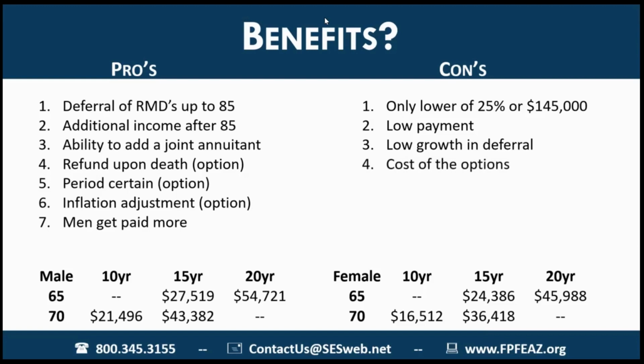Okay, and then there's the cost of the options. So you'll see very quickly that the refund on death, your payment's going to be lower. The period certain addition, payment's going to be lower. The inflation adjustment, the payment's going to be lower. And we have to remember, certainly refund upon death makes sense. We don't want to just throw this money away. Statistically, we're not going to live a huge amount longer than that 85 mark. So we need to think about these things, and a lot of us prefer not to throw our money away.